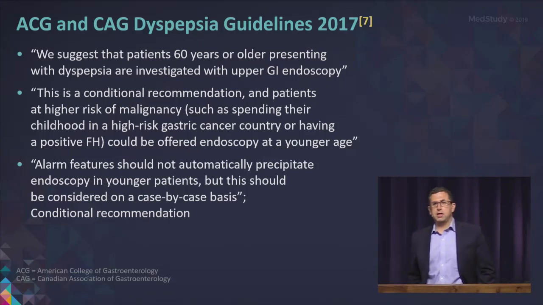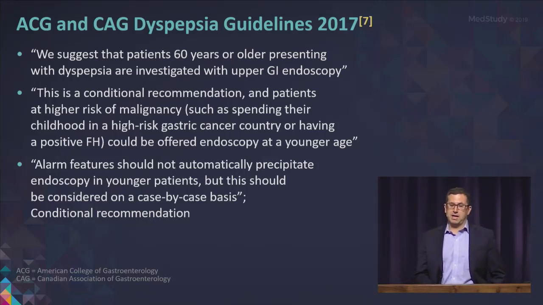Here are the new ACG guidelines from 2017. So they kind of switched things around a little bit. They said that in patients 60 years or older presenting with dyspepsia, you should do an upper endoscopy or an EGD. And they state it's a conditional recommendation and that patients at higher risk of malignancy, for example, if you spent your childhood in a high-risk gastric cancer region or there's a family history, you should potentially offer endoscopy at a younger age.